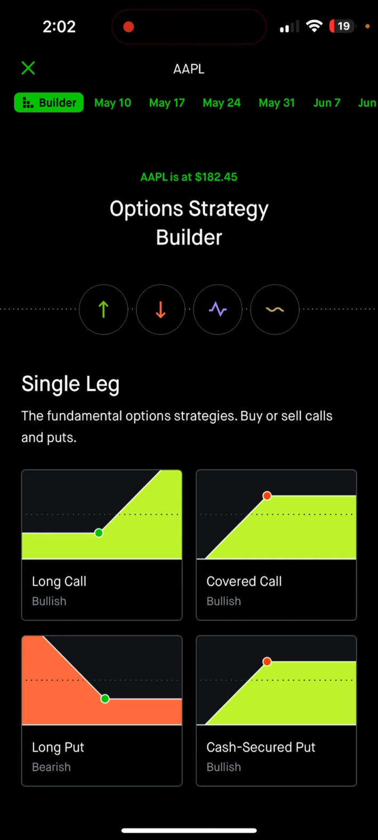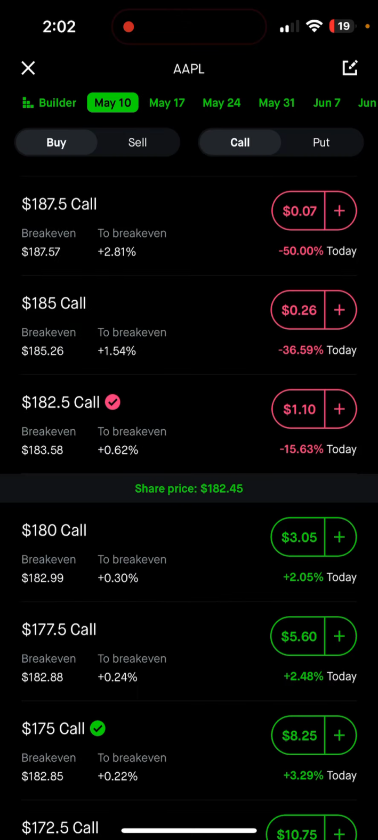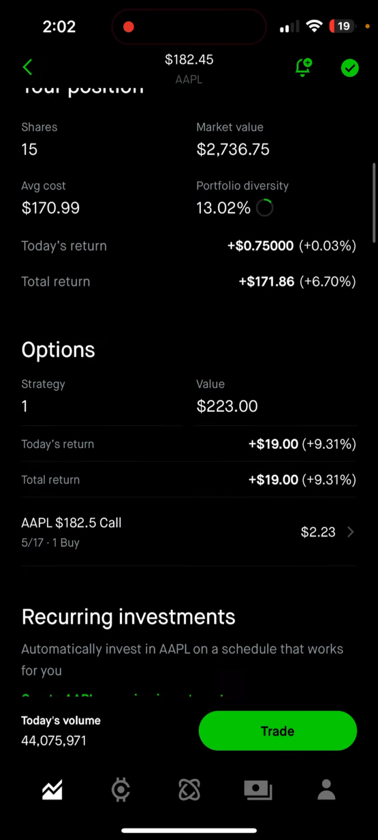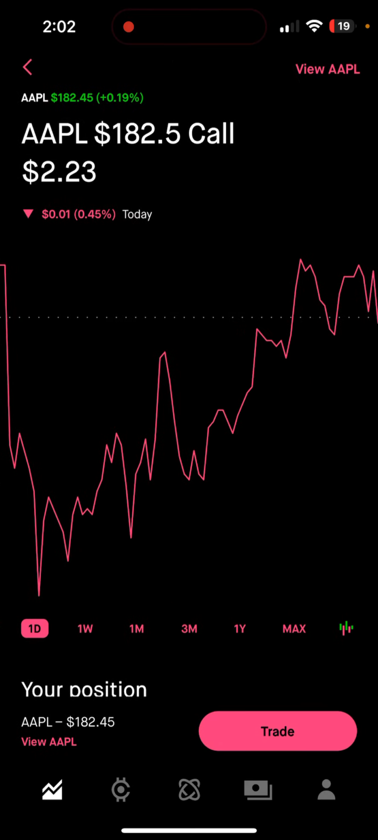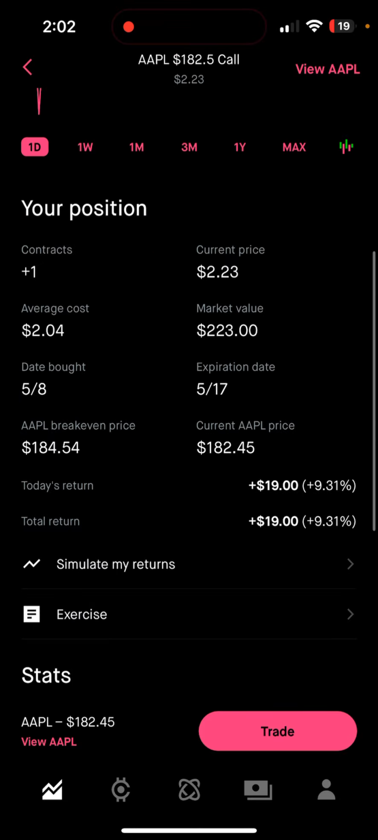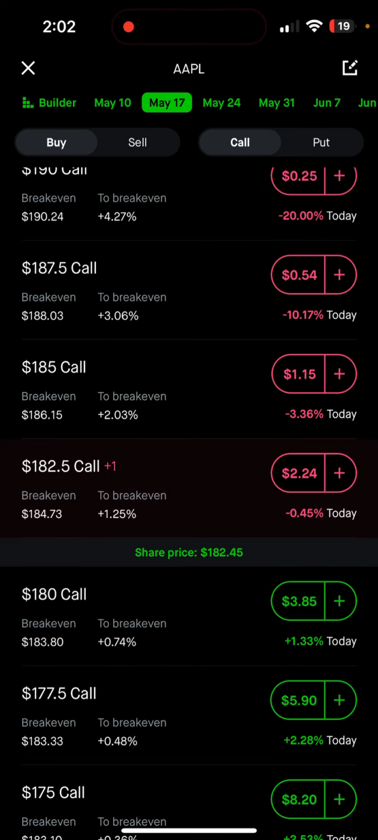All these long calls, covered calls, and long puts are different strategies, which are more complicated to understand. But for now, we're going to speak about how to buy an option, how to trade an option, and what to look for. So here, for example, I believe we currently own a 182 call. Taking this one for example, this is an option and I'm holding one contract at the moment. So you would click trade and then view all options.